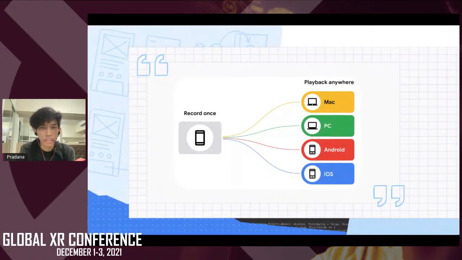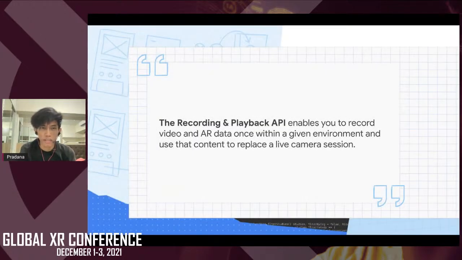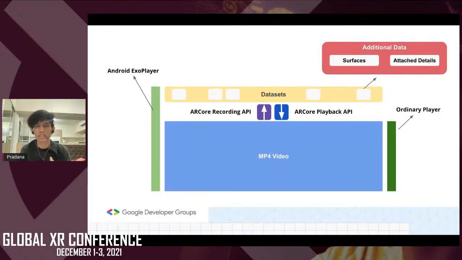And then, as you can see here, it's a recorded one, and you can use these AR experiences on Mac, on PC, Android, or iOS, and other devices as well. And then there's a definition: the recording and playback API enables us to record video and AR data once within a given environment and use that content to replace a live camera session. So that's what this API is all about. I hope you got a big picture at least. Now let's jump into more detail on how this architecture works.